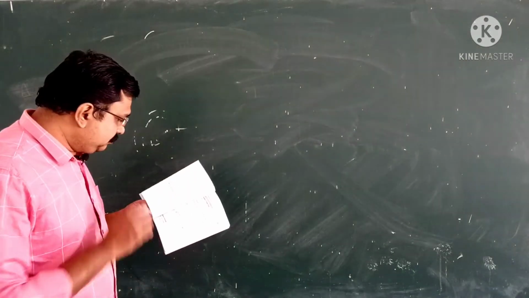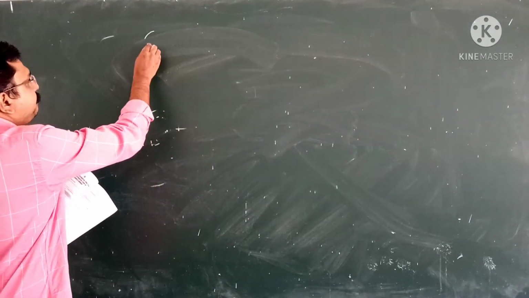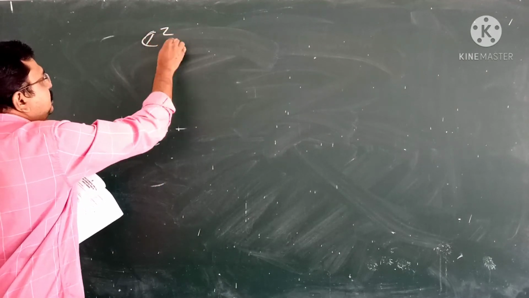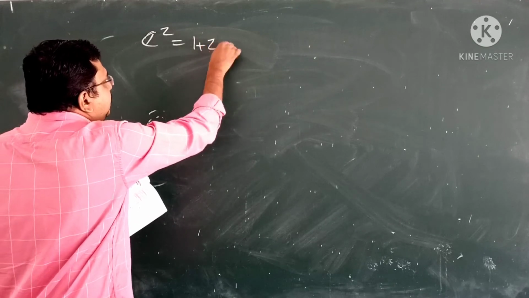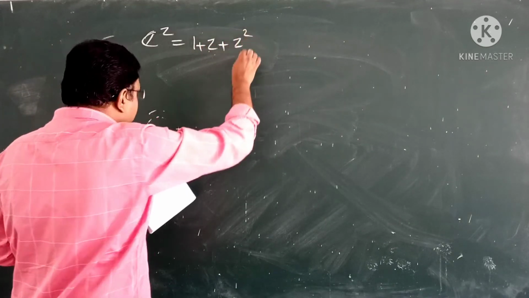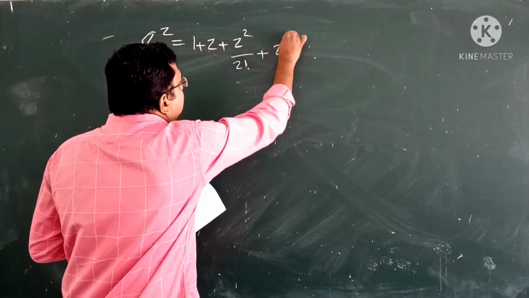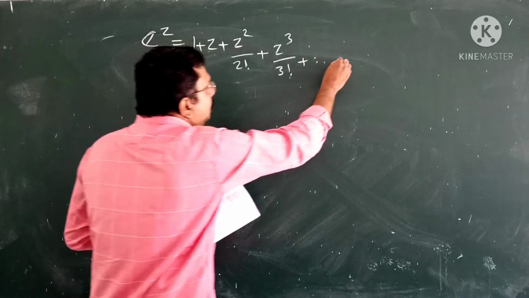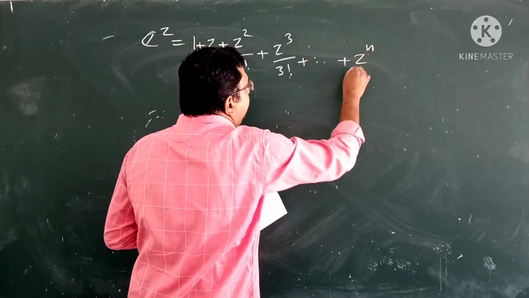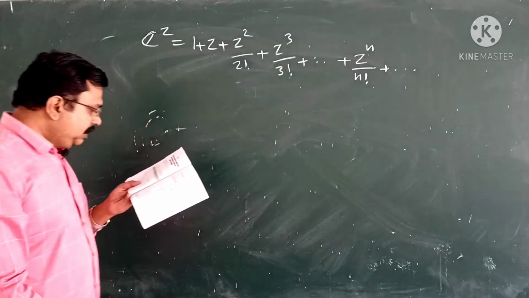Next one is, we know that e raised to z is equal to 1 plus z square by 2 factorial plus z cube by 3 factorial plus etc. plus z raised to n by n factorial plus etc.